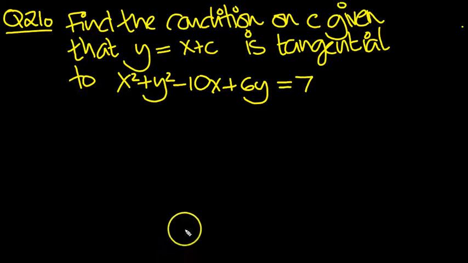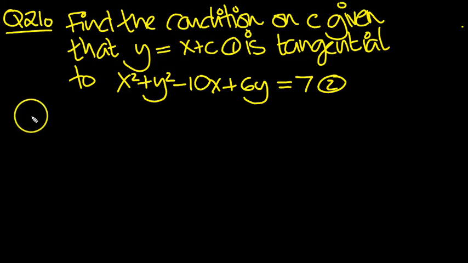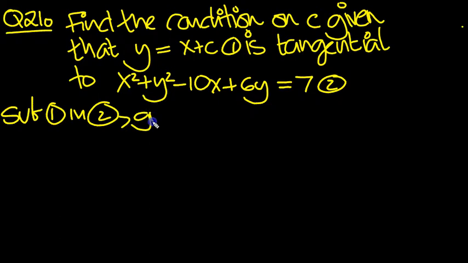Find the condition on c given that y equals x plus c is tangential to this circle here. So I'm going to label them 1 and 2. And we're going to sub this 1 into 2 to find out where the intersections are. So sub 1 into 2 gives, and we should be able to obtain a quadratic in x.